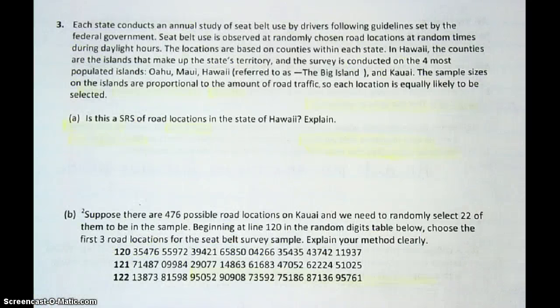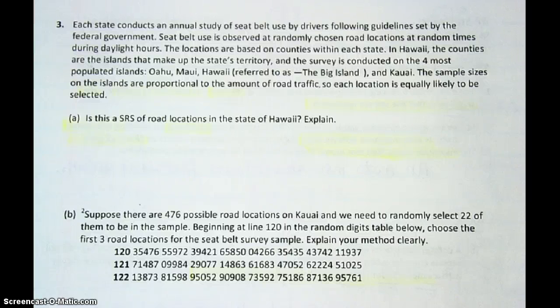Okay, on to the back, question 3. We discussed this one in class, so I'll go through it relatively quickly, at least part A. Each state conducts an annual study of seatbelt use by drivers, following guidelines set by the federal government. Seatbelt use is observed at randomly chosen locations at random times during daylight hours. The locations are based on counties within each state. In Hawaii, the counties are the islands that make up the state's territory, and the survey is conducted on the 4 most populated islands: Oahu, Maui, Hawaii, referred to as the Big Island, and Kauai. The sample sizes on the islands are proportional to the amount of road traffic, so each location is equally likely to be selected.